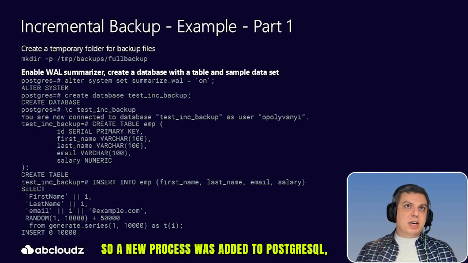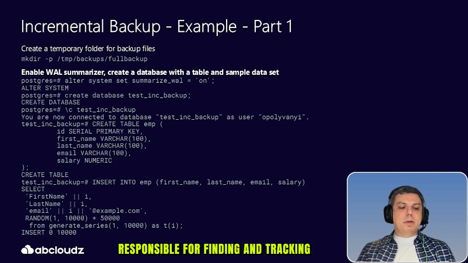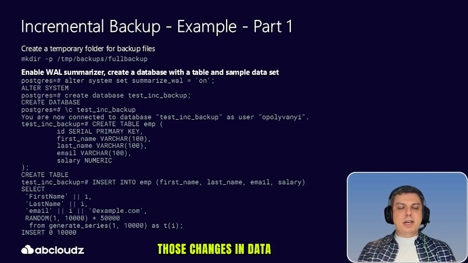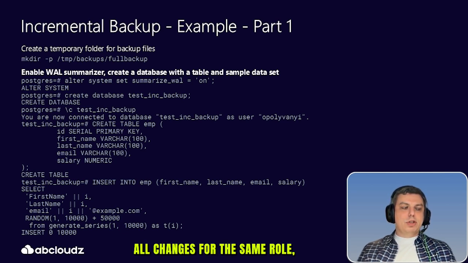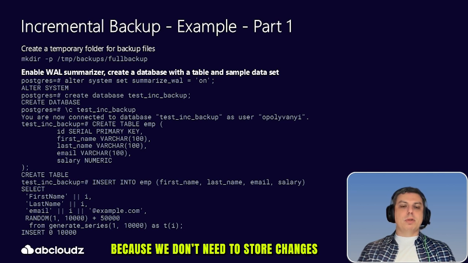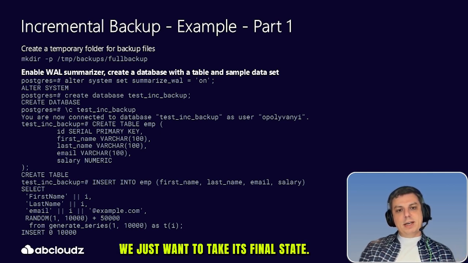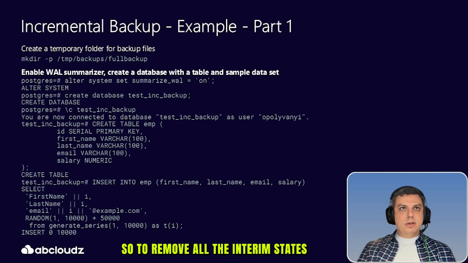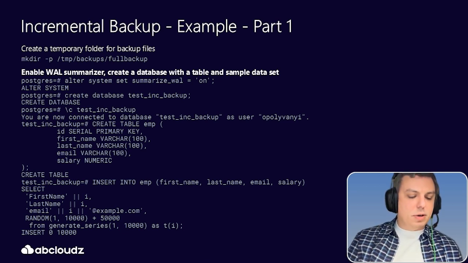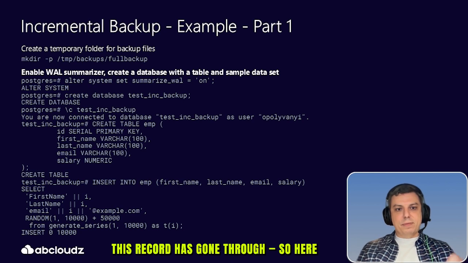So a new process was added to PostgreSQL, responsible for finding and tracking those changes in data in order not to write all changes for the same row, because we don't need to store changes for a row which has been changed 10 times since the last backup. We just want to take its final state, right? So to remove all the interim states this record has gone through.